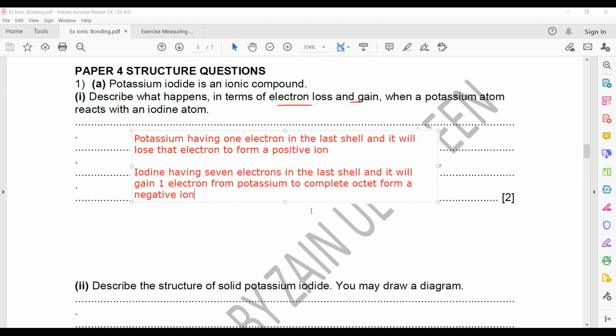Even if you write this answer, that potassium is a metal, it will lose one electron, and iodine is a non-metal, it will gain one electron, that's also correct. You will get the marks. The distribution of the marks here: one mark is for just mentioning that there is one electron transfer. If you use the term 1, you will get 1 mark. And if you mention electron transfer from potassium to iodine, you will get the second mark.